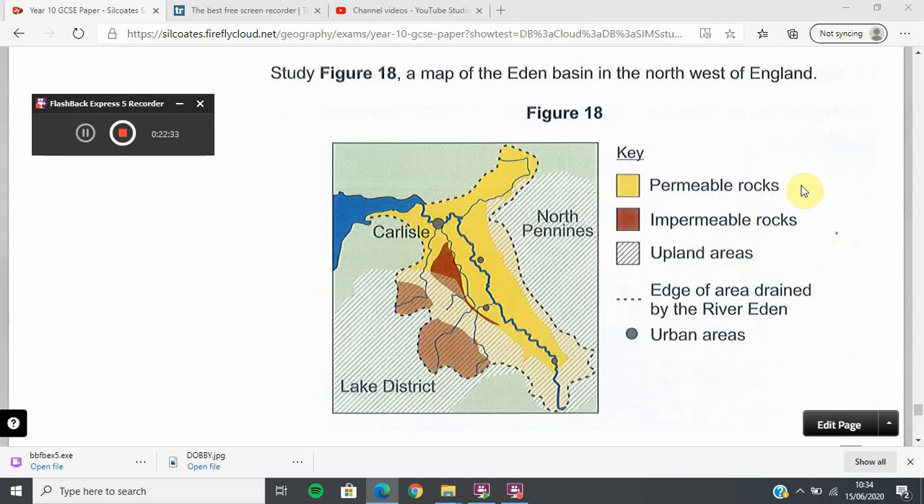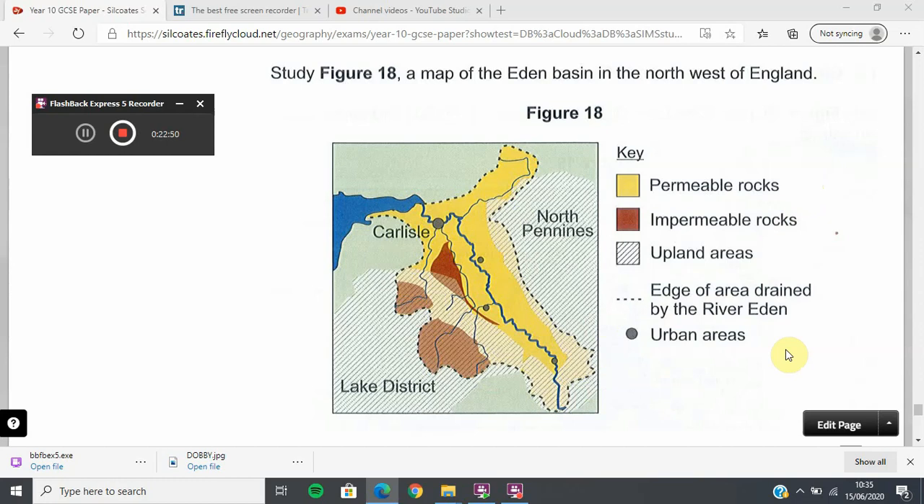Well, they're not always, so that isn't necessarily true. Okay, and also we identify we've got some urban areas. 1, 2, there's 3, aren't there? 3 urban areas, and we've got then our drainage basin area that's drained by this river.